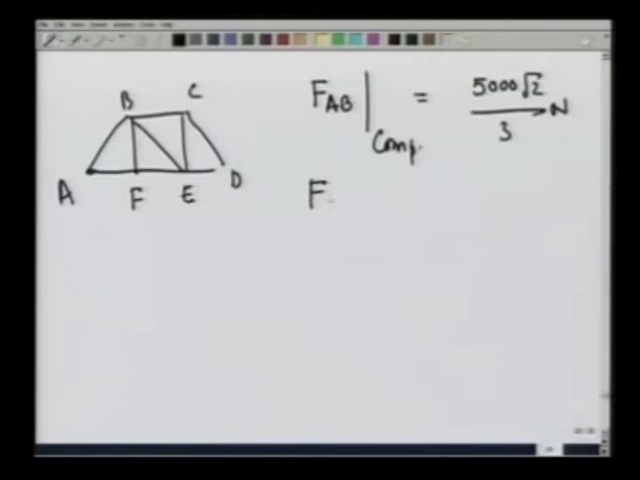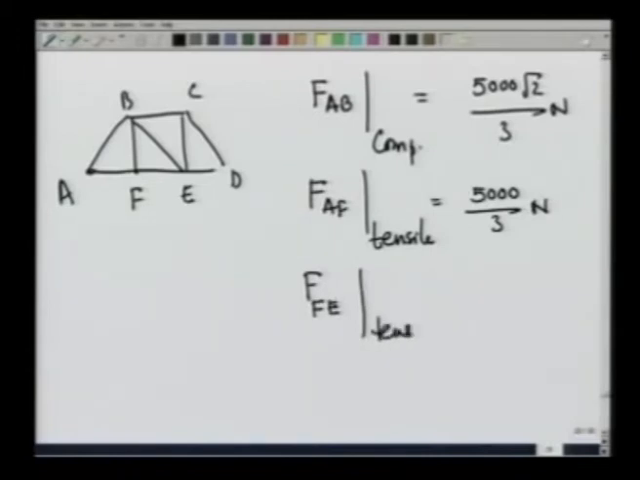We have determined FAF, which is tensile, which is equal to 5000 over 3 newtons. We have determined FE, which is also tensile, and its magnitude is 5000 over 3 newtons. We have determined FBF to be 0. We are now ready to analyze point B. Let us see, point B has a force pushing it this way, because FAB is compressive, it pushes by Newton's third law the pin out.